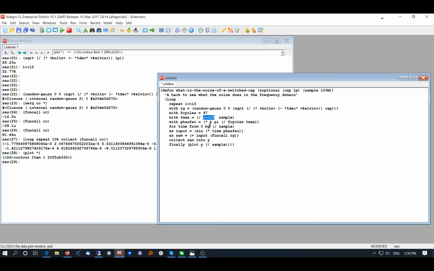The phase factor is just 2 pi number of cycles times Tmax. We're running here at 100 megahertz, and that's just the phase factor. So for time from naught by 1 over the sample rate, the input equals sine times the phase factor, the output equals that input plus a call to the random Gauss generator, collect those into Y, finally plot Y against the sample.